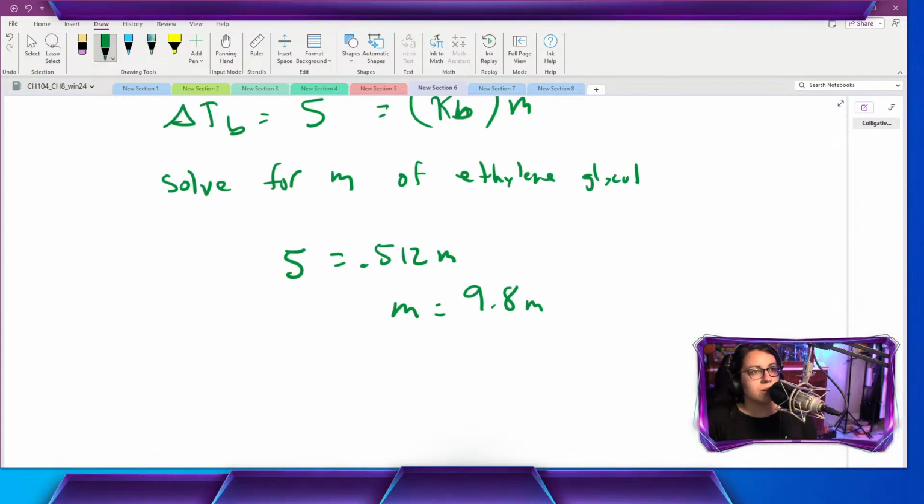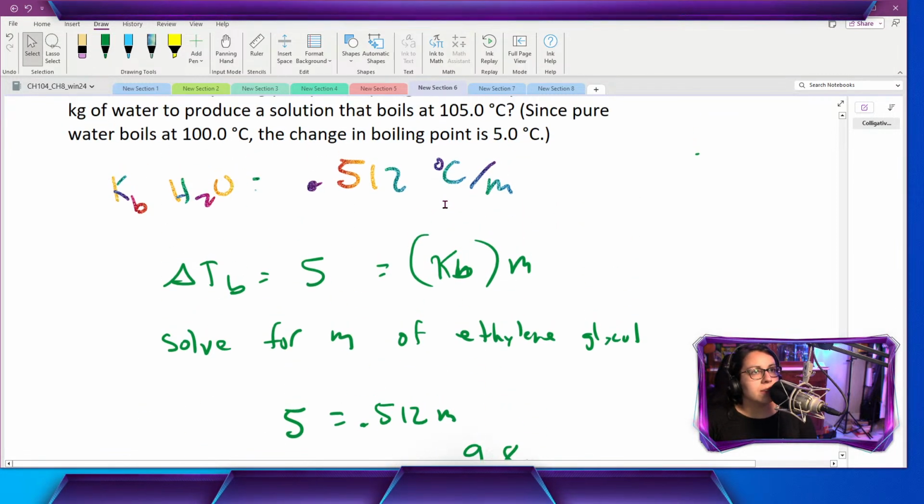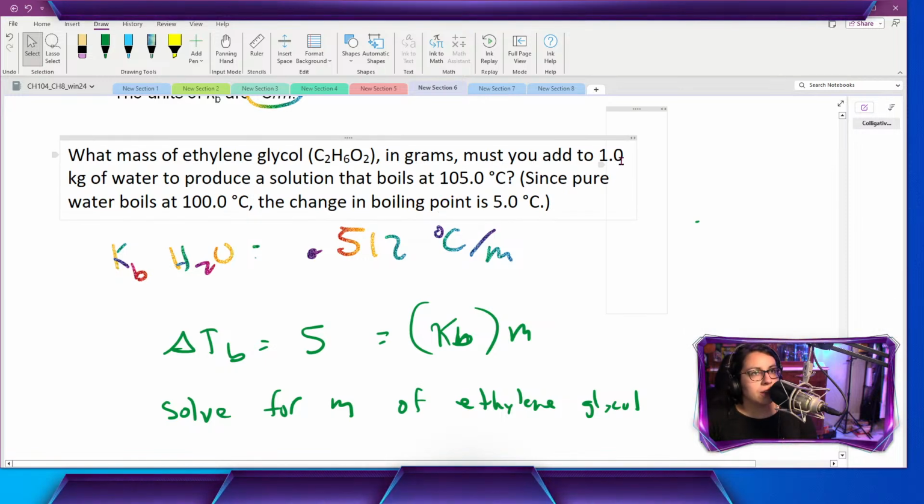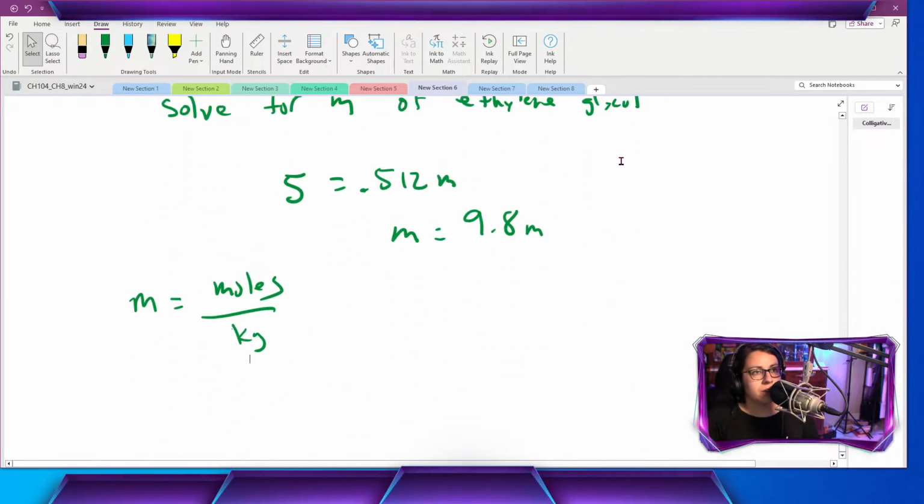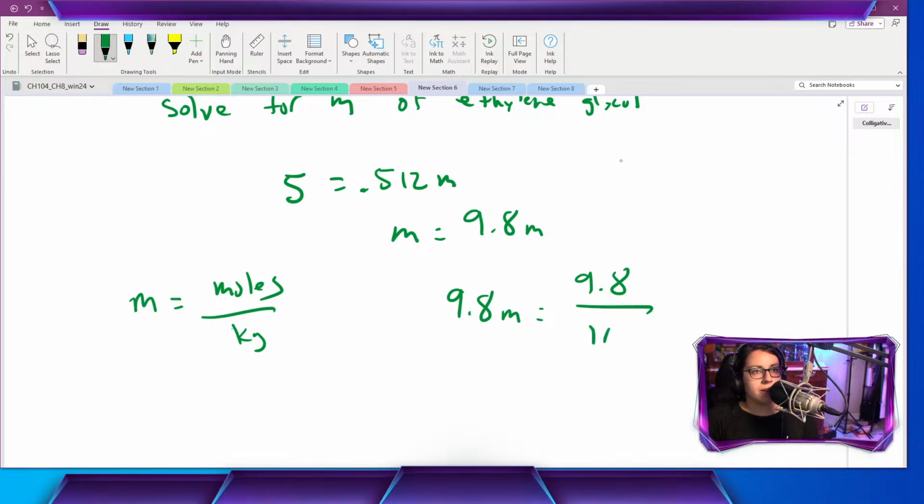And so now this is tricky, right? So what is molality? Molality was moles over kilograms. All right, so we said, well, we have 1 kilogram of water. So now we can start setting this up. So 9.8 molality equals, well, we have 1 kilogram. So that means we're going to need 9.8 moles of ethylene glycol.